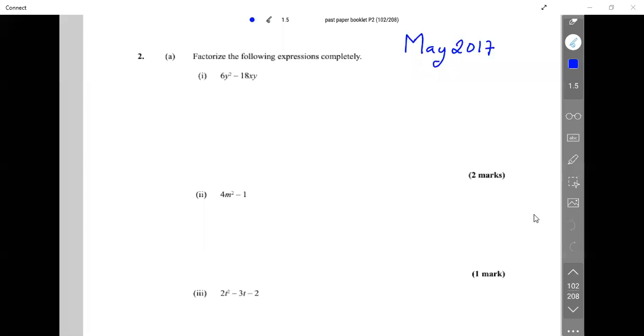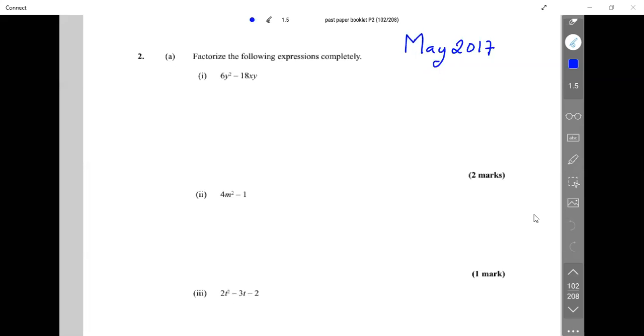Record this. All right, so this is May 2017 question number 2. And A, we're asked to factorize the following expressions completely. We have 6y squared minus 18xy. And the first step in all factorization is to see if there's a common factor.